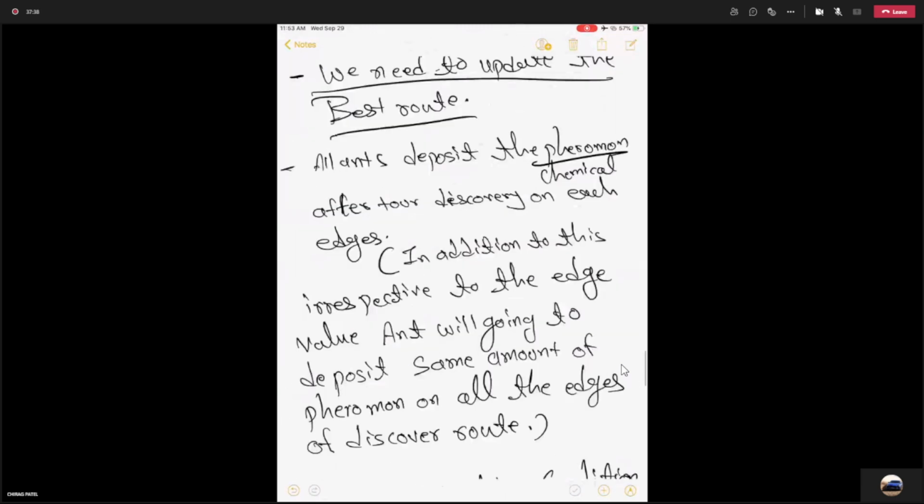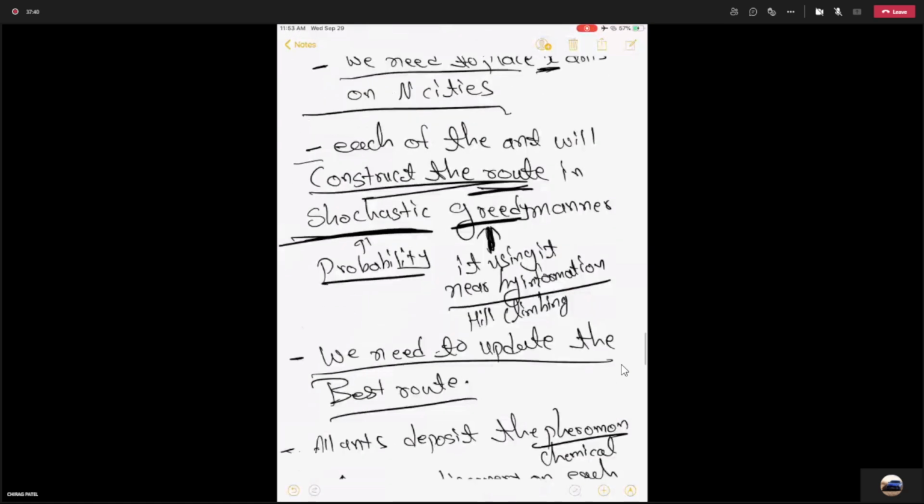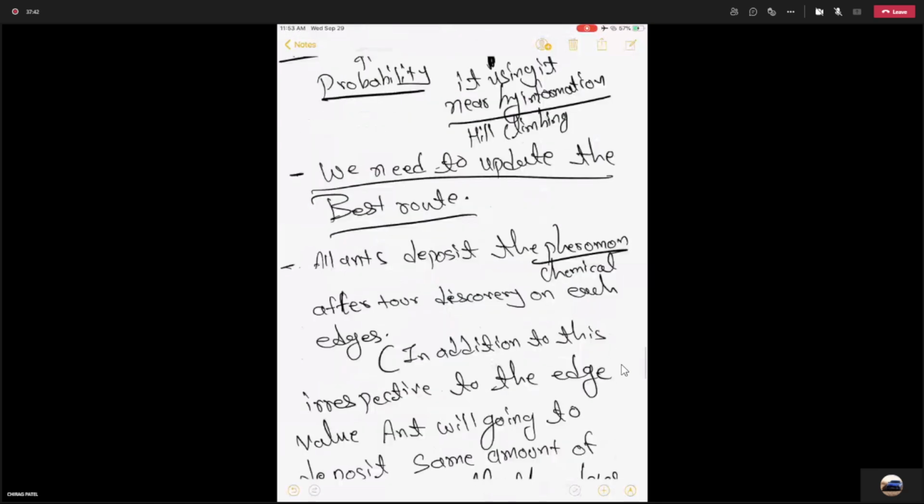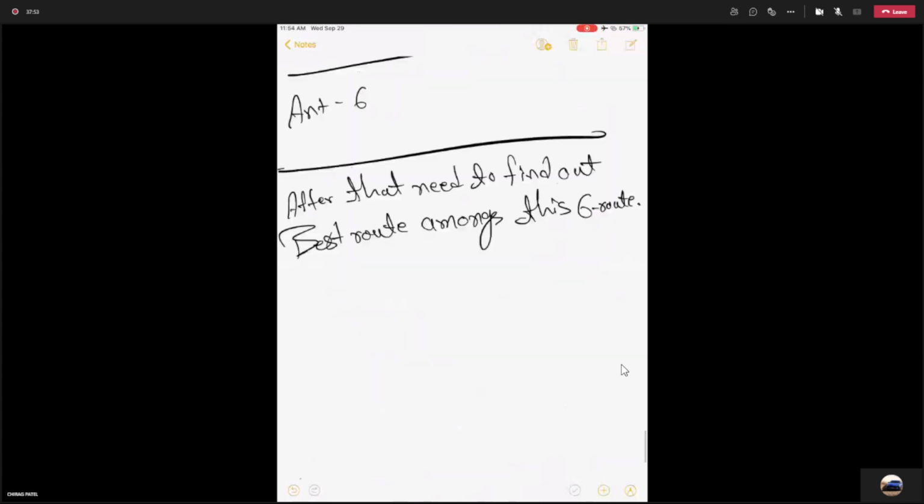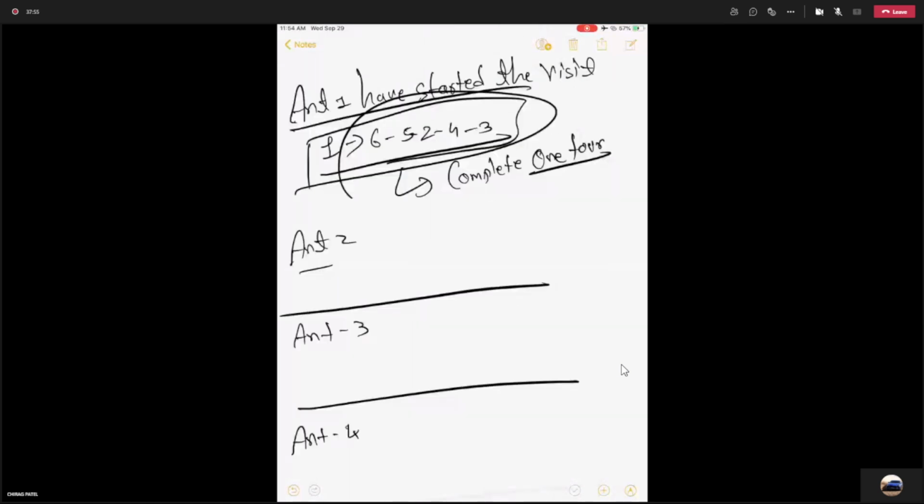Great. So if we decompose the algorithm, we can find it out. Then what we need to do? We need to deposit the pheromones on the edges of that route. Suppose this path. Now we need to deposit it.